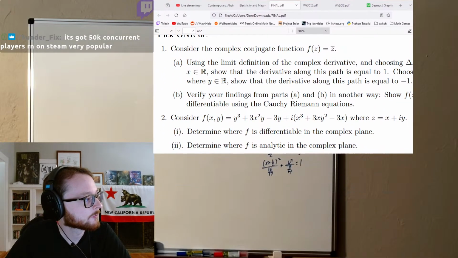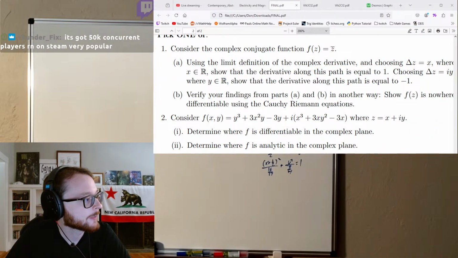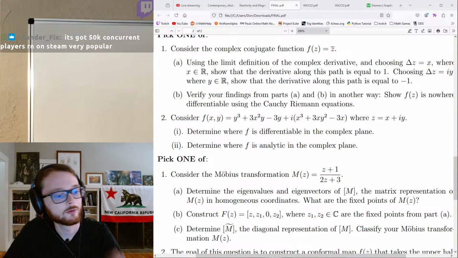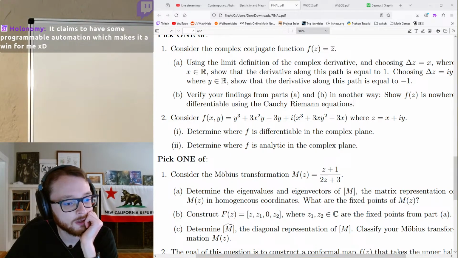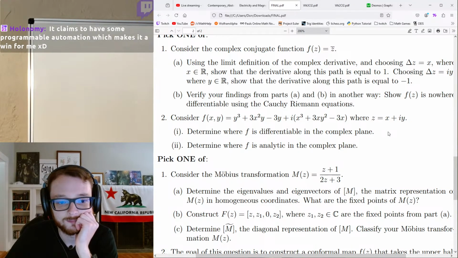I've thrown some numbers around on the whiteboard, but how do we actually answer parts 1 and 2 here? Programmable automation. Ooh.